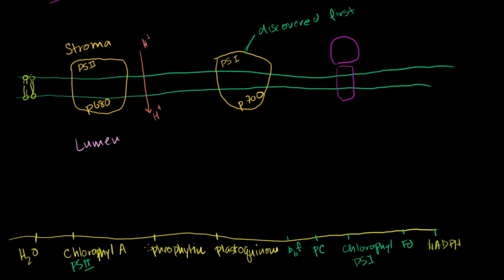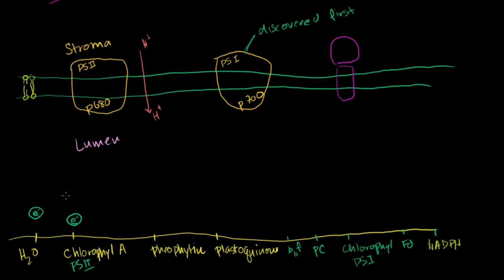Now, if we go up, that's a high energy state, down is a low energy state. Electrons are already very comfortable in water, and in chlorophyll A they're even more comfortable, or at least this is how I view it. But left to its own devices, this electron will never leave chlorophyll A.